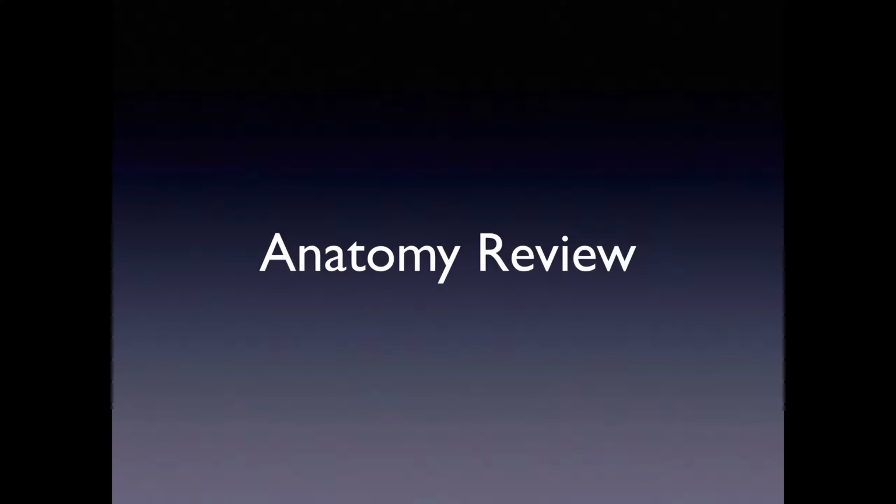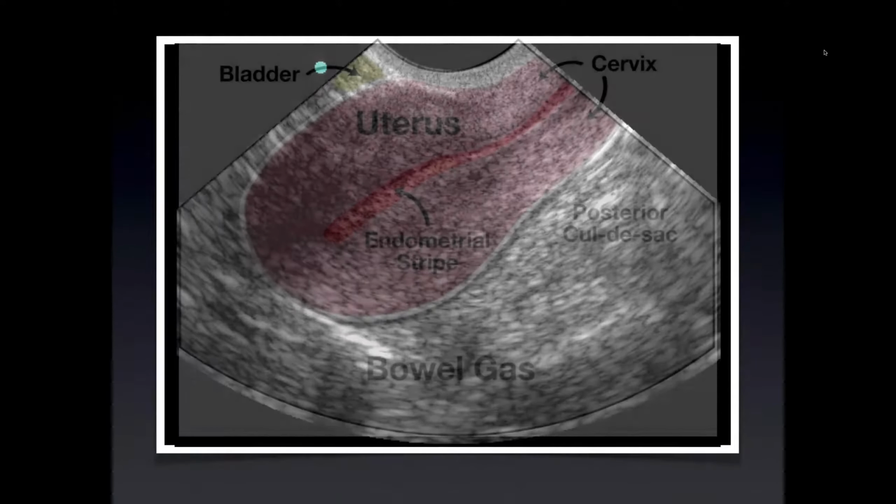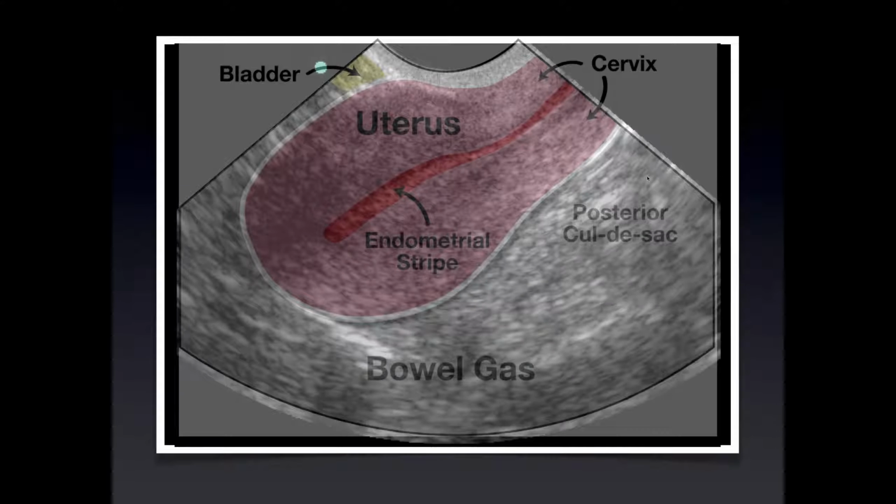Next, we're going to do a quick review of the anatomy. This is the uterus in sagittal plane. Again, the transducer indicator is pointing anterior. You can see the uterus outlined here and the endometrial stripe outlined like this. This is the posterior cul-de-sac and the posterior aspect of the uterus. And this continues on to the anterior cul-de-sac of the uterus.